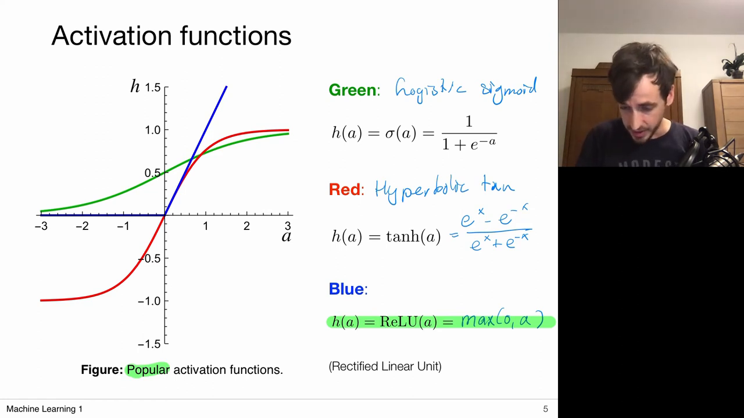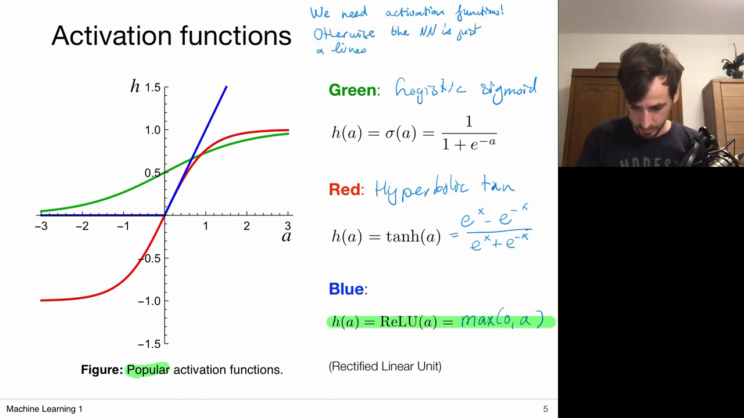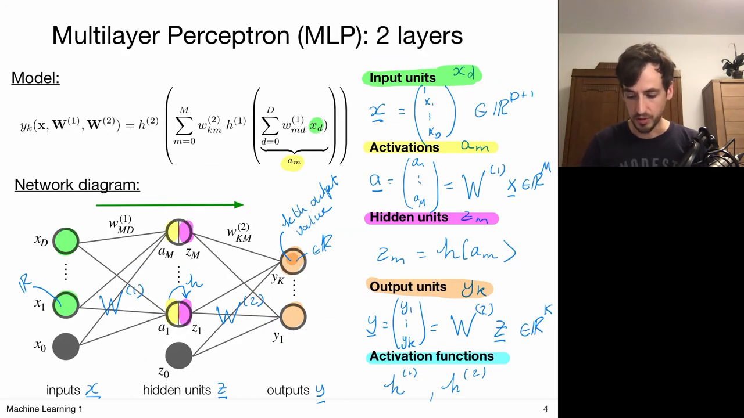Okay, so let me just write that down over here so that we don't forget it. We need activation functions. Okay, so don't forget about this. We do need activation functions, otherwise we're just learning linear models, and then we don't need all this complicated structure over here.